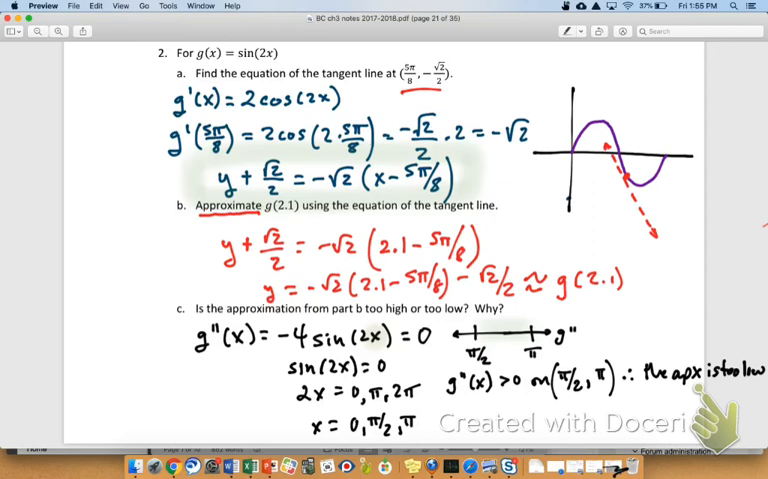If we found out that g double prime was negative on that same interval, then we'd say that the tangent line is too high, right? The tangent line would be above it the entire interval. So proving that an approximation is too high or too low using a tangent line, we use the second derivative. And we'll do some other approximations later on. But that's kind of the gist of it.